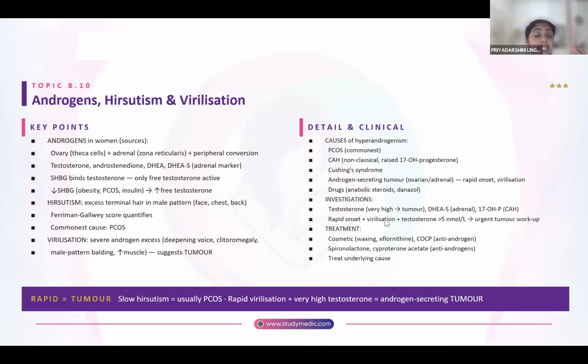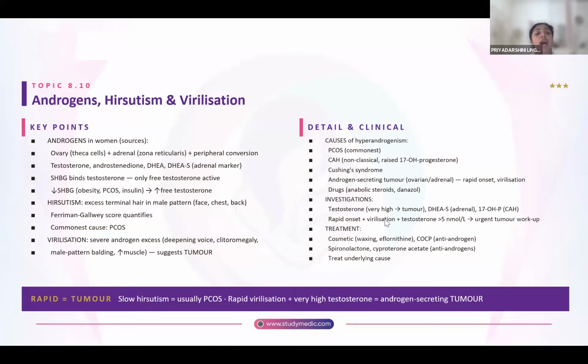In your exam, they will say that this particular patient or this particular woman has been on steroids for some time. So whenever you have such clues given in your clinical scenario, remember that these drugs are associated with hyperandrogenism. Once we look into the causes, we look into the possible investigations that we have to do for these women.